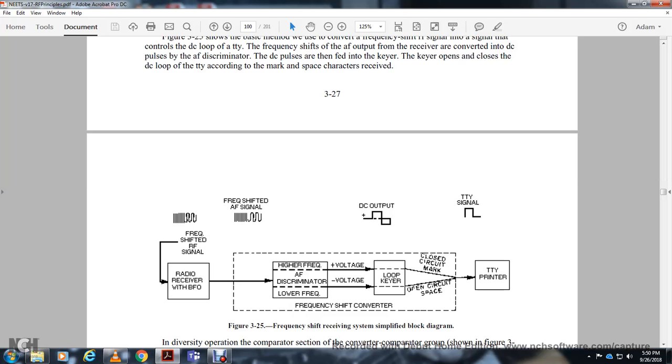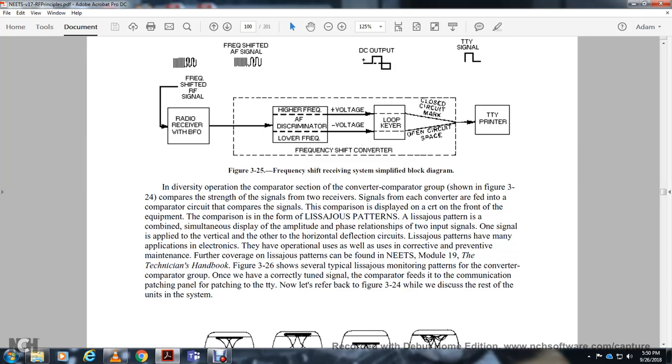Show the frequency through the beat frequency oscillator, the high frequency audio frequency discriminator, and the low frequency shift of the positive voltage loop keyer, closed circuit mark and open circuit space, and the type of the typewriter, the frequency shift, DC output, total teletypewriter printer.